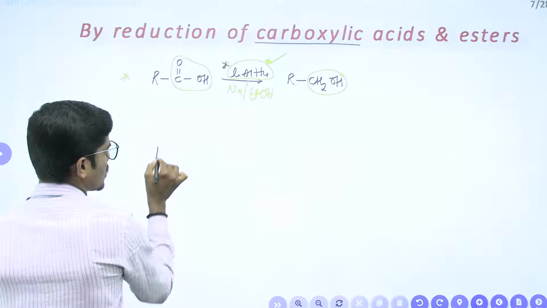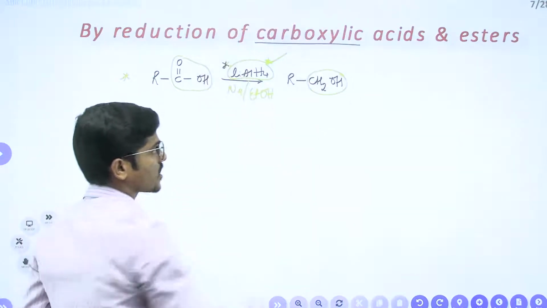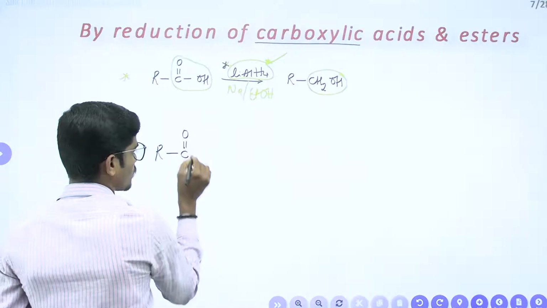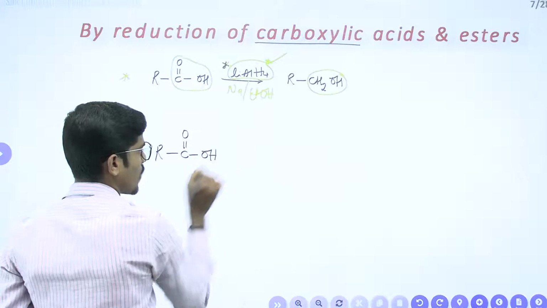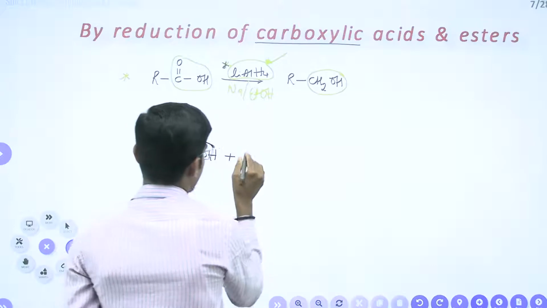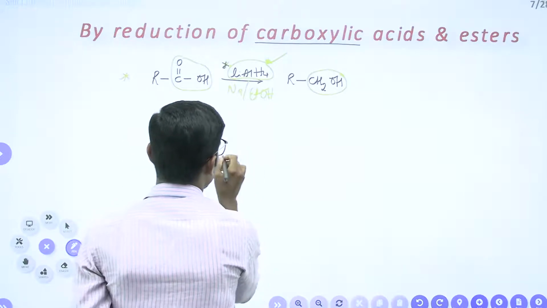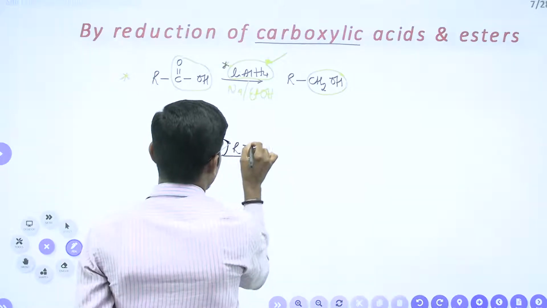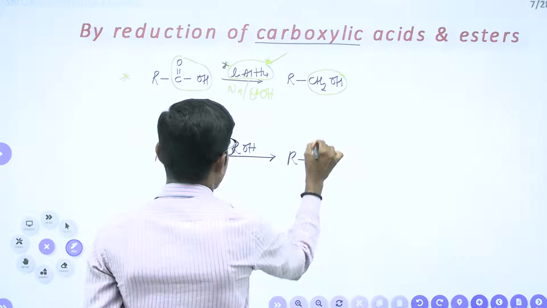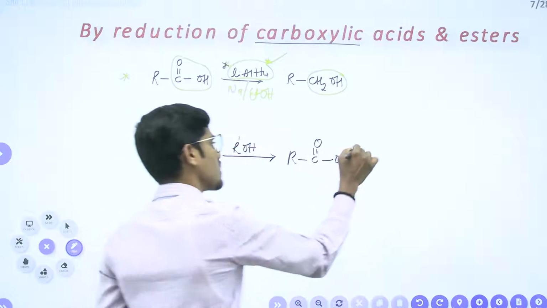First, the carboxylic acid is converted into an ester. Look at this: when the carboxylic acid RCOOH is treated with an alcohol ROH, it gives rise to RCOOR dash. Let us take this as R dash.